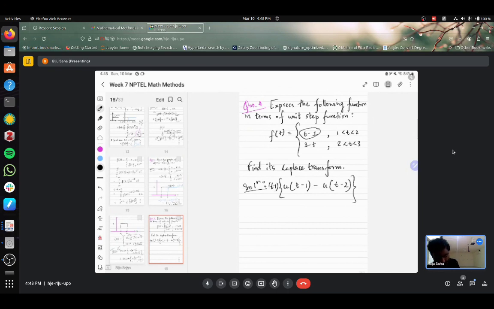Okay. And the next part is 3 minus t, here u(t minus 2). Yeah. So this is how we are writing in terms of unit step function. So the first part of the question is done. The first part was to write in terms of unit step function. So this is equal to f(t).